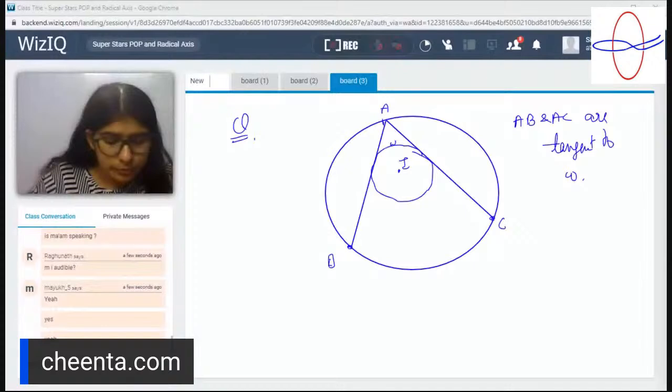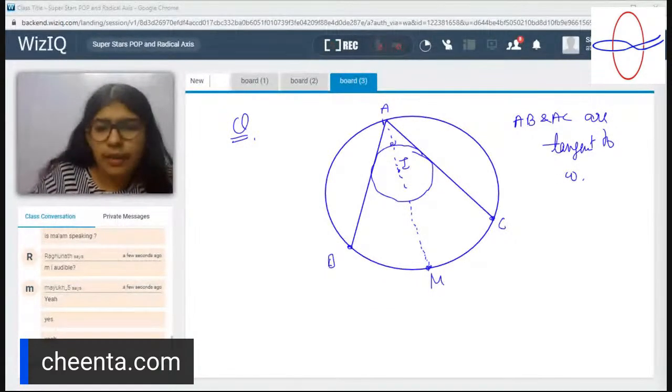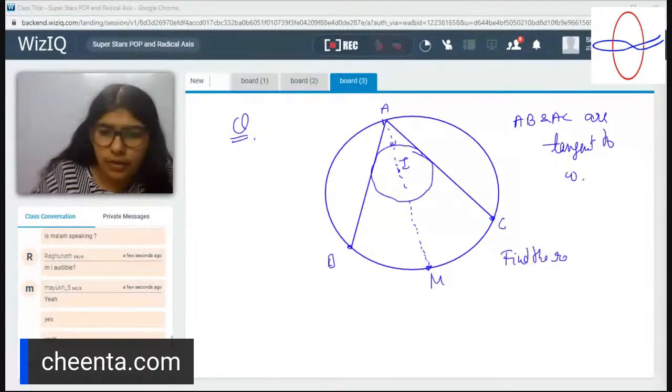So the line AI meets the circle at point M. You have to find the ratio MI upon MC.